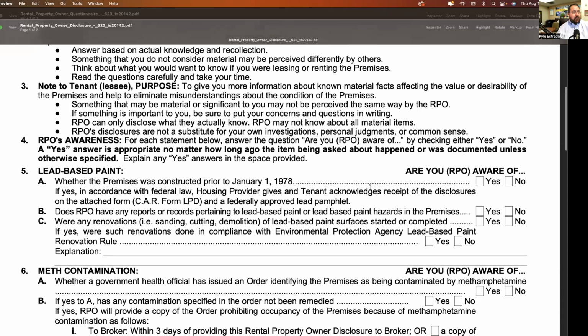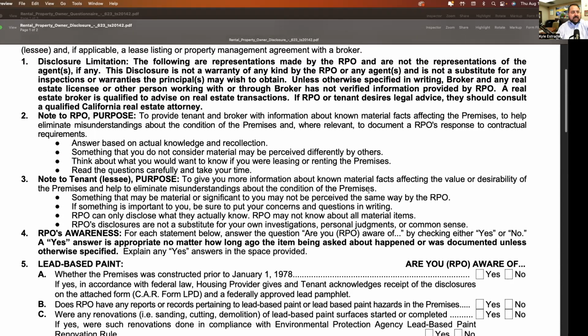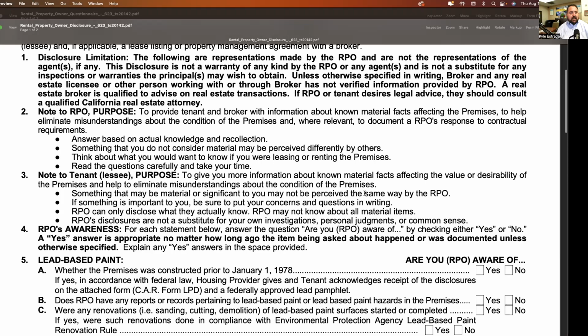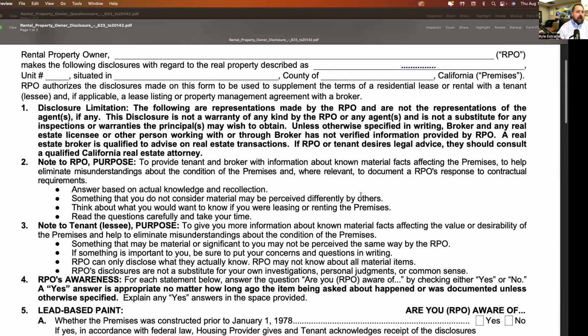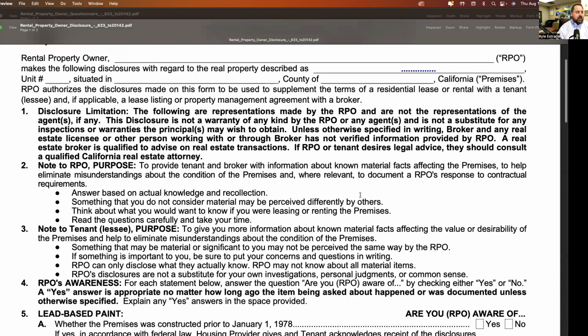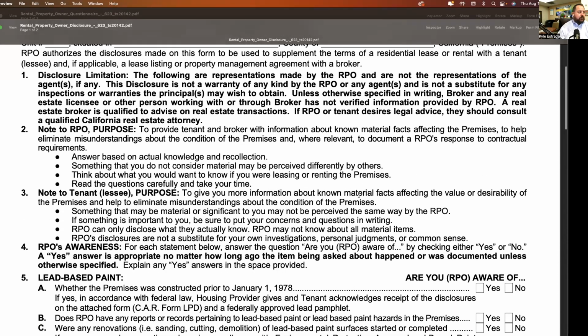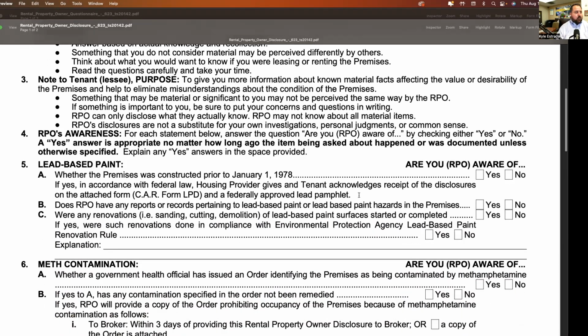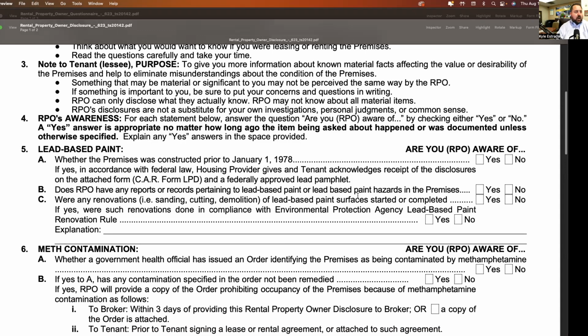So just like an SPQ is to provide a tenant and broker with information about known material facts affecting the premises, to help eliminate misunderstandings about the condition of the premises, and where relevant, to document an RPO's response to contractual requirements. RPO is residential property owner. Okay. So it tells you what the purposes of these are. The note to the tenants is to give you more information. The answer for each statement below is, are you, RPO, residential property owner, aware of? And you say yes or no.